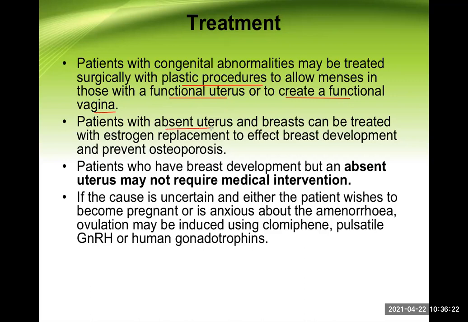Patients with absent uterus and breast development can be treated with estrogen replacement to affect the breast development and prevent osteoporosis. Uterus is absent, so that lady is amenorrheic and infertile. There is no uterus, so how can she be pregnant? So this is one important point. Breast development can still be stimulated by the replacement of estrogen, and estrogen can also prevent osteoporosis. So estrogen replacement is given in them.